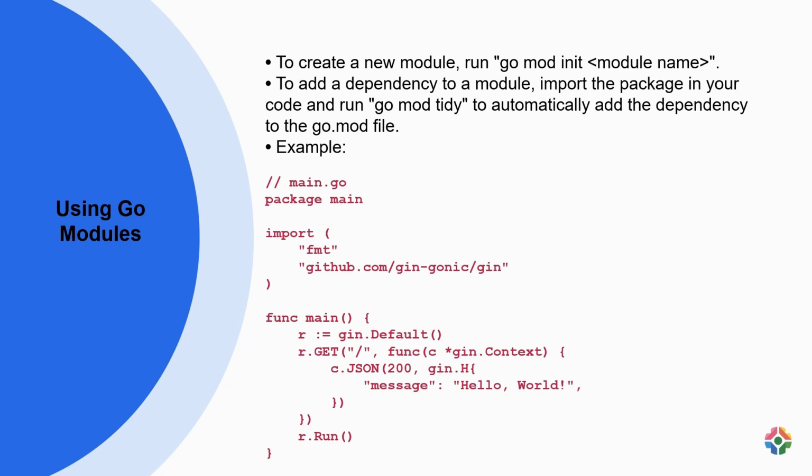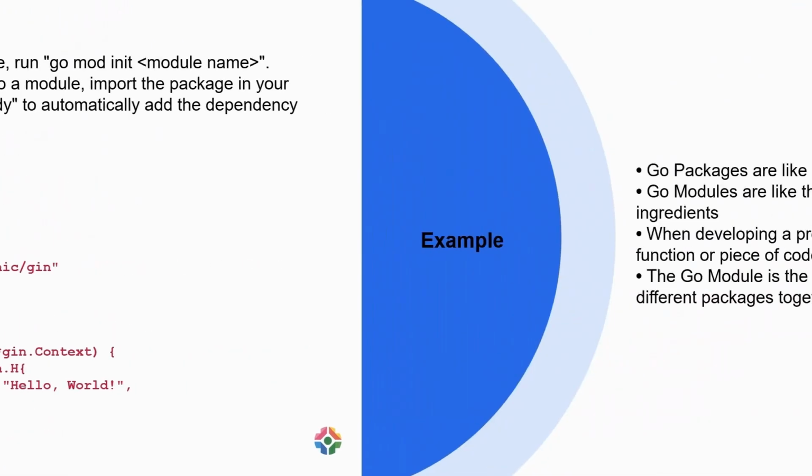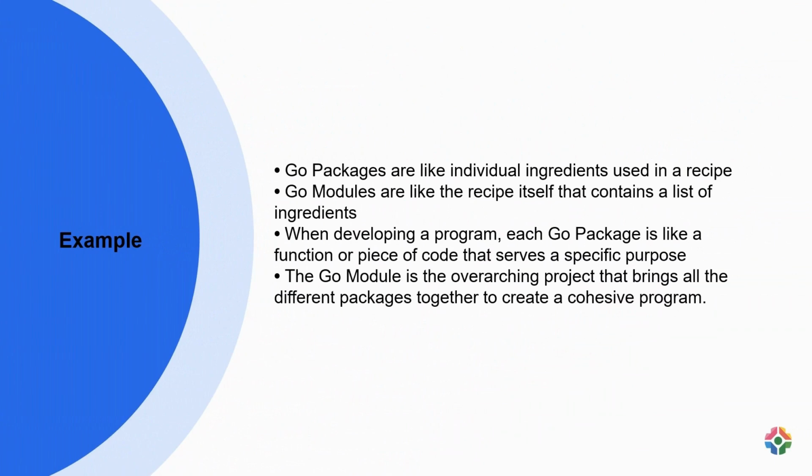For instance, in the code snippet provided, a new gin module is created by importing github.com/gin-gonic/gin and then utilizing it to set up a basic web server with a hello world message being returned upon accessing the specified route. Go packages are like individual ingredients used in a recipe.